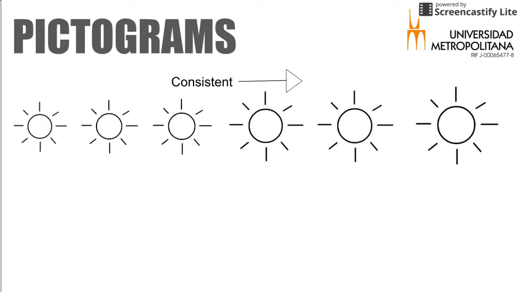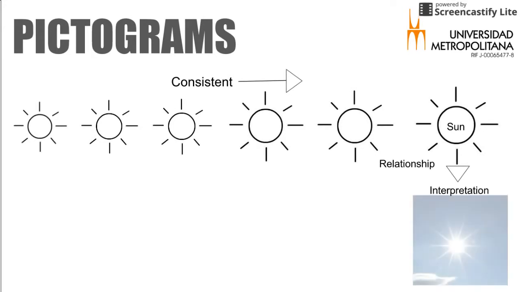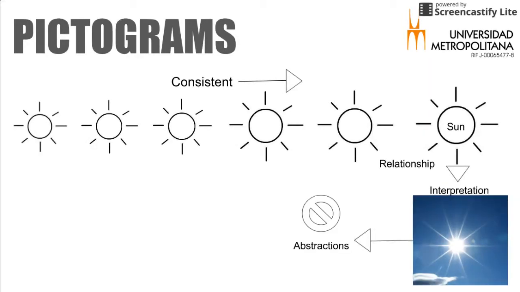Then, another aspect to consider certain drawings as pictograms is that a conventional relationship must exist between the symbol and its interpretation in real life. Finally, another aspect is that pictograms should not represent abstractions. If this happens, the drawing may be considered an ideogram.